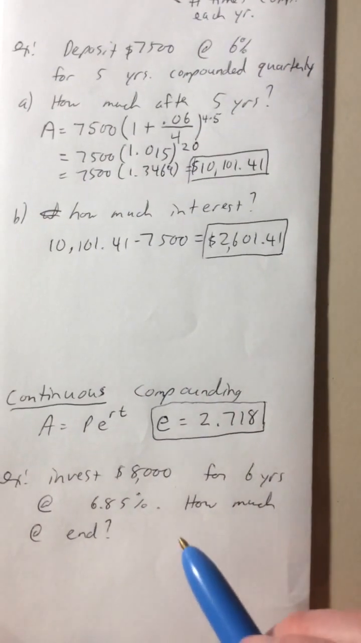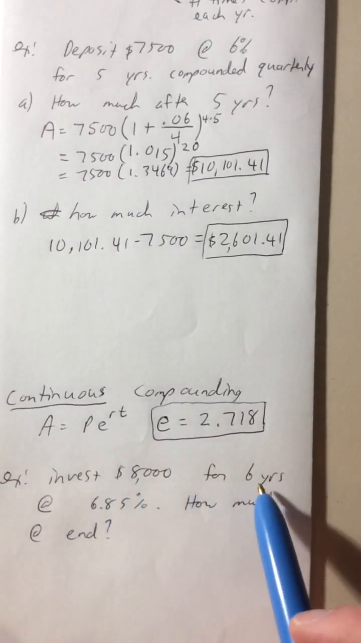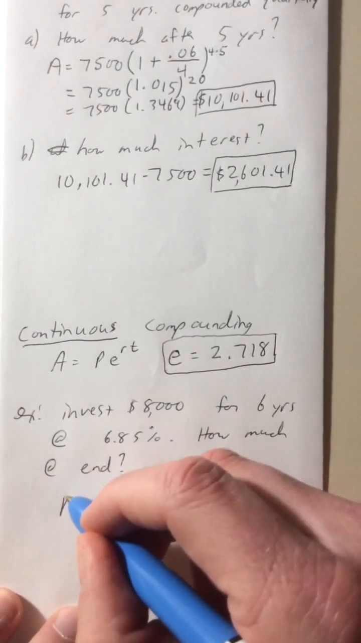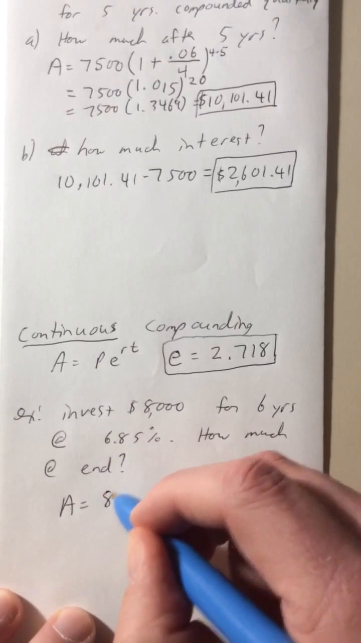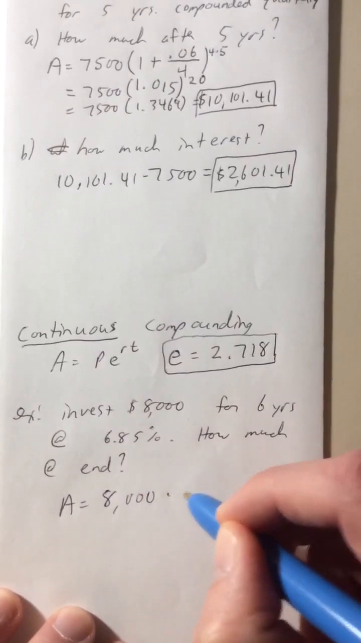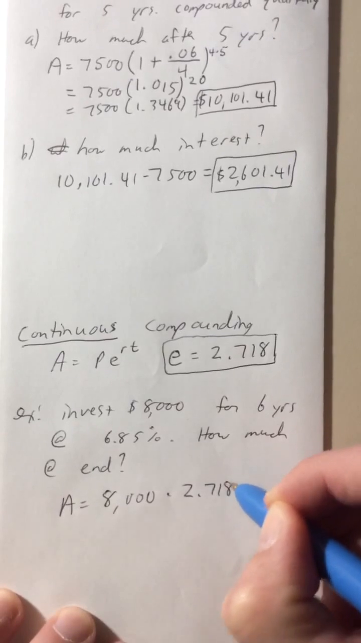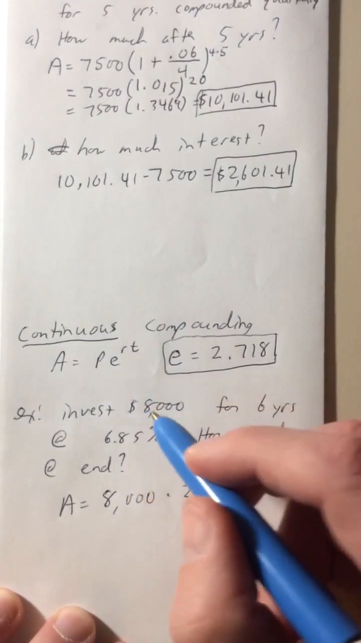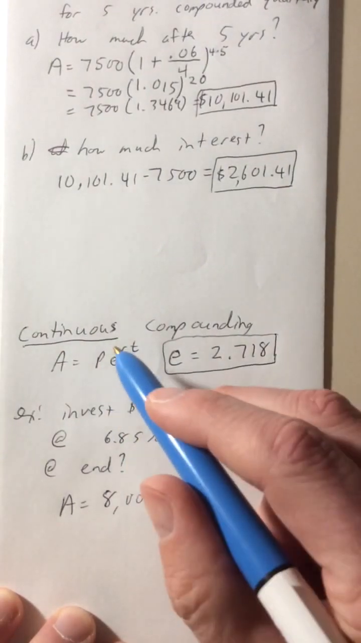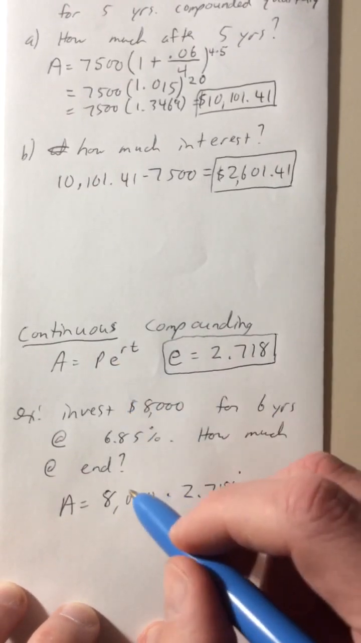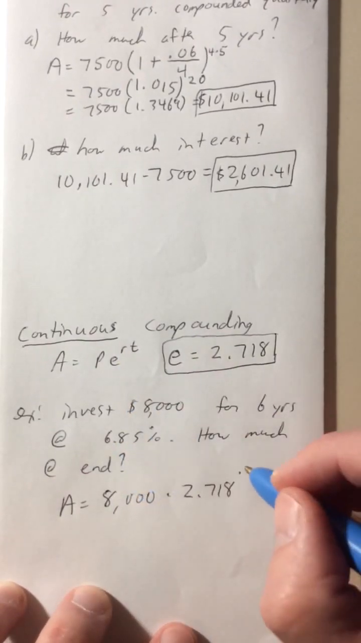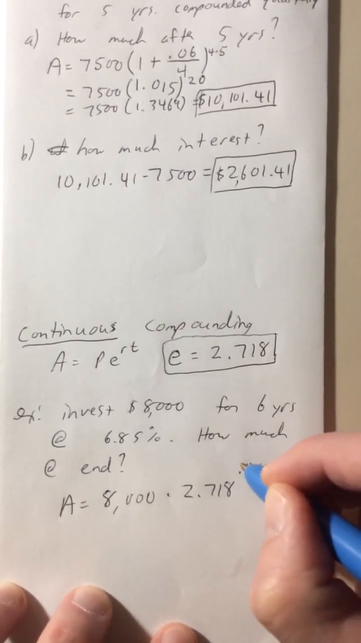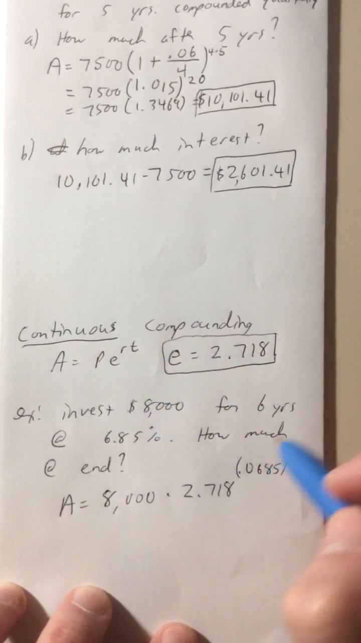Check out the formula. So we're going to invest $8,000, 6 years at that percentage. What are we going to have at the end? Well, again, it's easy enough. We just plug the numbers into the formula. So A equals 8 G's times 2.718 to the power. There's the interest rate. So P was 8,000, E is 2.718, R is 6.85%. So we're going to move the decimal place over twice, 0.0685. We're going to multiply that by the amount of time, which is 6 years.